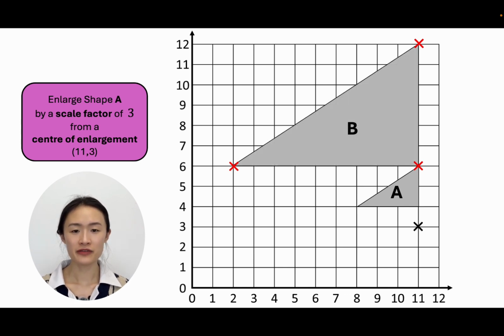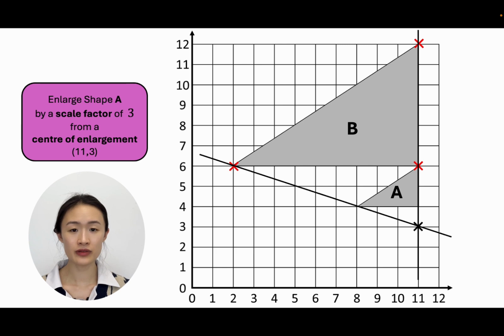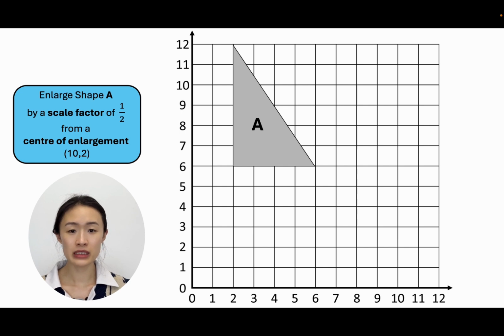Okay, after we have done the drawing, we needed to check, see if we got the correct answer. There are 2 different ways of doing this. Method number 1, we can look at the sides of the triangle B and see if that's 3 times of triangle A, because the scale factor is 3, so each side should be 3 times bigger than the original shape. The second method is by joining the corresponding points together and extend them, see if they intersect at the center of enlargement. What if our scale factor is something between 0 and 1?